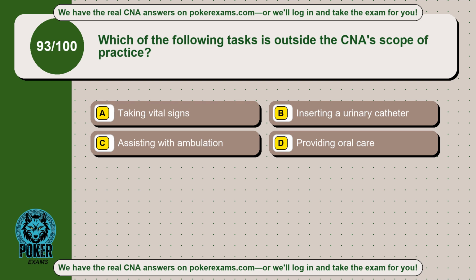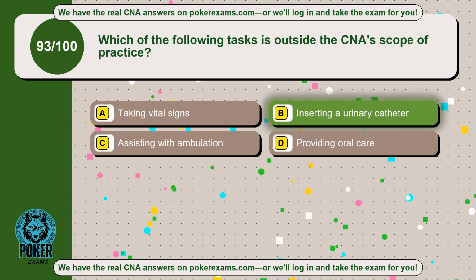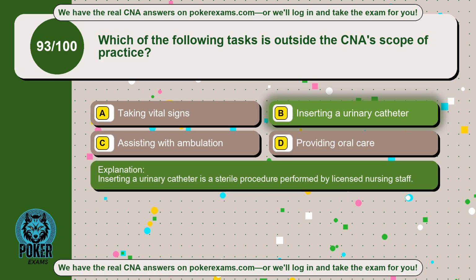Question 93. Which of the following tasks is outside the CNA's scope of practice? Option A, taking vital signs. Option B, inserting a urinary catheter. Option C, assisting with ambulation. Option D, providing oral care. The correct answer is option B. Inserting a urinary catheter. Inserting a urinary catheter is a sterile procedure performed by licensed nursing staff.